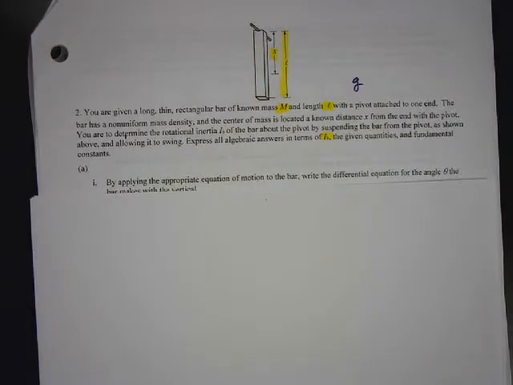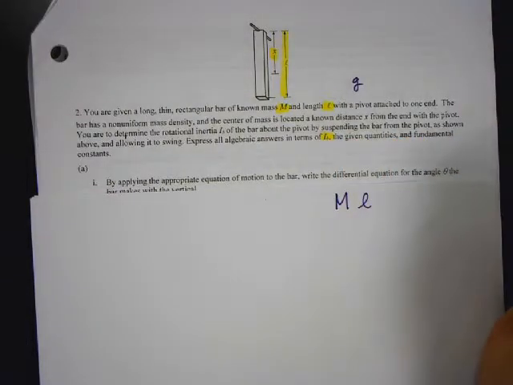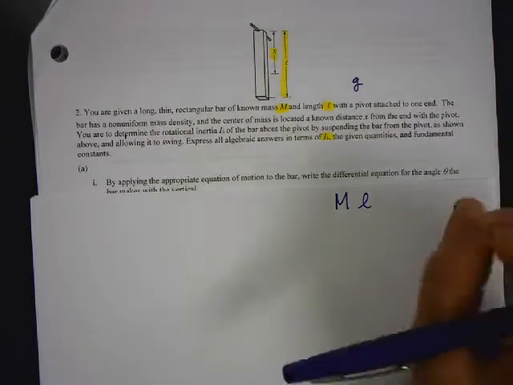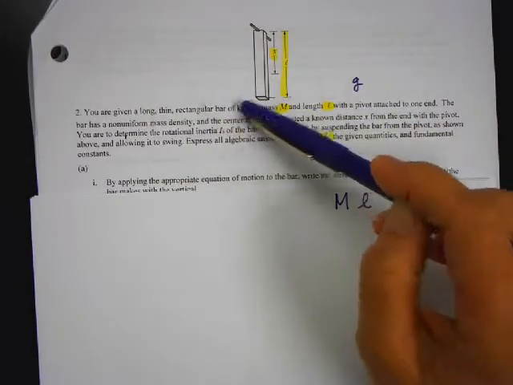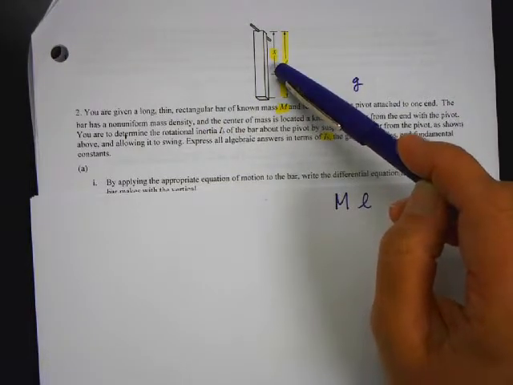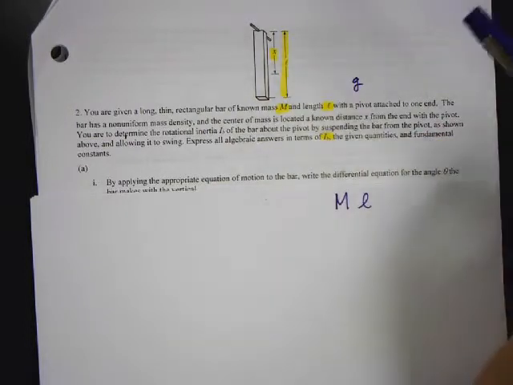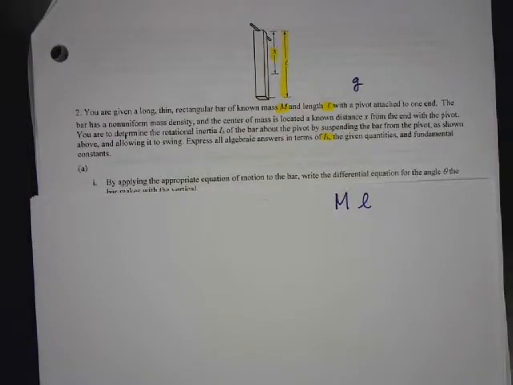So this says you're given a long, thin rectangular bar of mass M and length L with the pivot attached to one end. The bar has a non-uniform mass density. Because the mass density is not uniform, even though it looks uniform in the picture, it says the center of mass is located at a known distance x. So is the center of mass in the middle? No, because it's non-uniform, even though it looks uniform in the picture. So anyway, it says you would determine the rotational inertia I sub b of the bar about the pivot point by suspending the bar from the pivot as shown and allowing it to swing. Express all answers in terms of the quantities given.